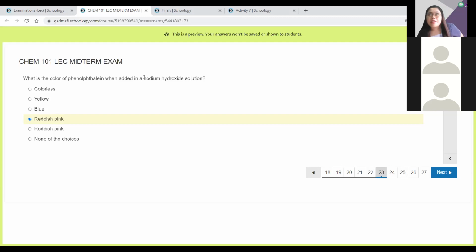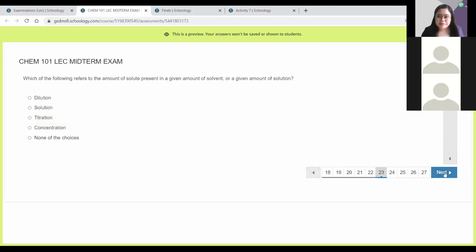However, take note class that if you place sodium hydroxide in an acidic solution, for example vinegar, the phenolphthalein will be colorless. Okay, next. Which of the following refers to the amount of solute present in a given amount of solvent or a given amount of solution? This is the definition of our concentration. When we say concentration, that is how much solute we dissolved in our solvent.